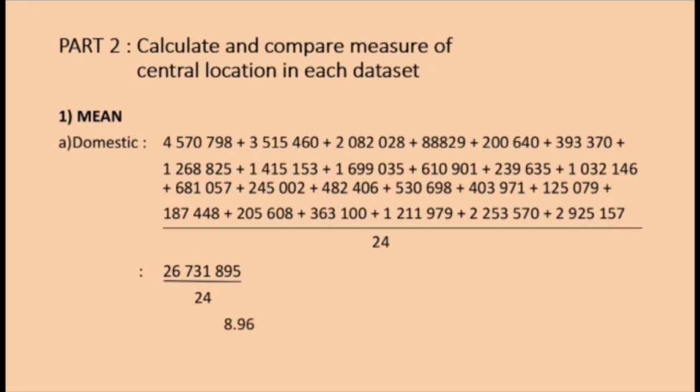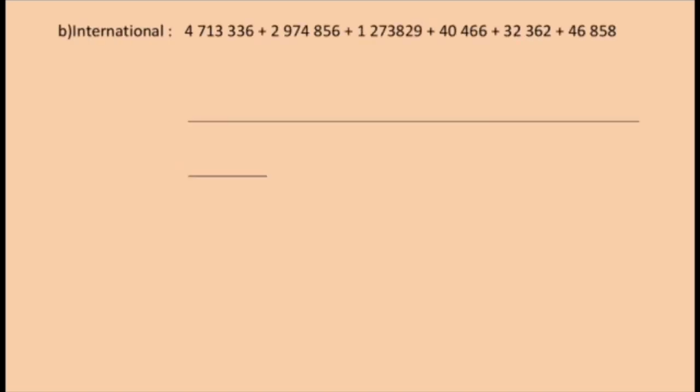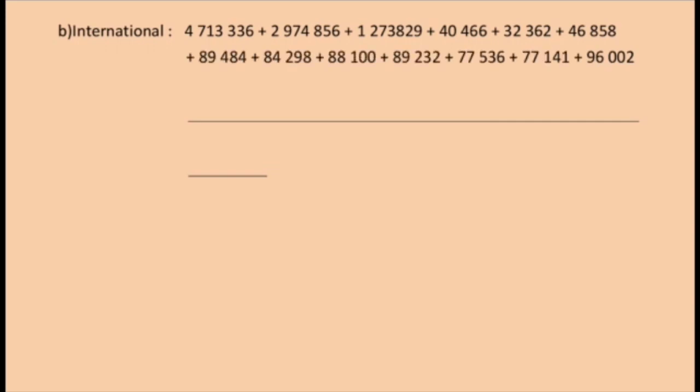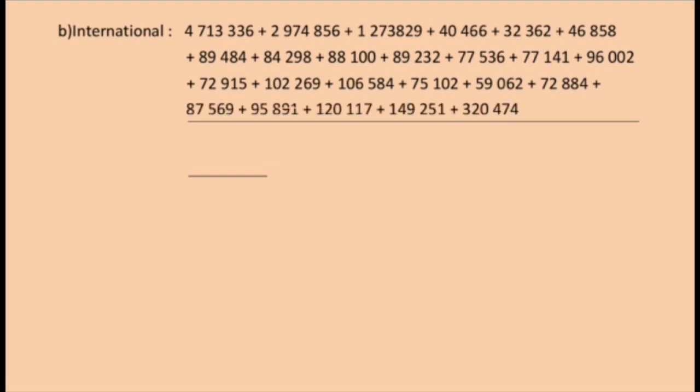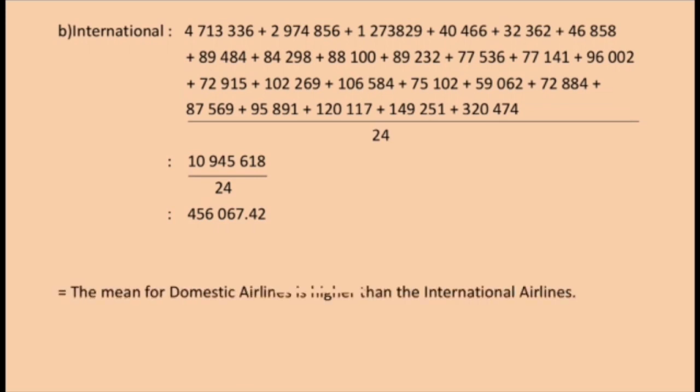Then we will get the answer for the domestic calculation, which is 1113828.96. To estimate the mean for the international calculation, it's the same as domestic: 4713336 until 3200474, added together and then divided by 24, and the answer for the international mean is 456067.42. So the mean for domestic airlines is higher than the international airlines.